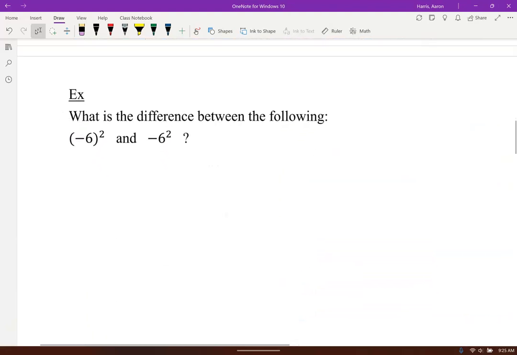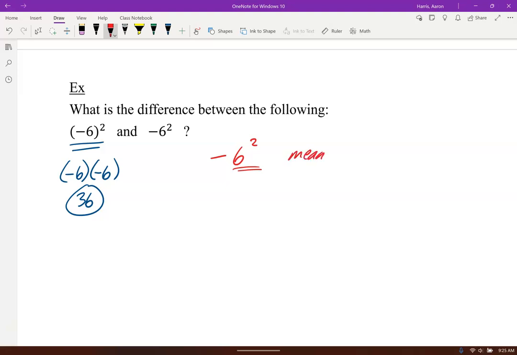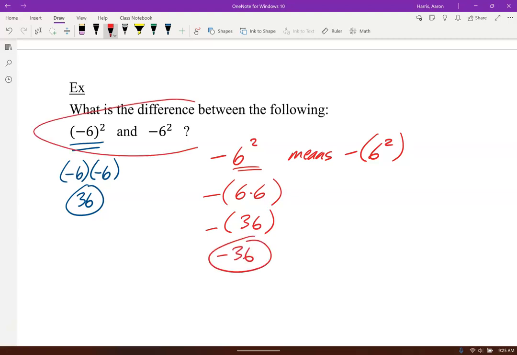All right, so what's the difference between these two right here? One of them is saying I have 2 negative 6s being multiplied, so negative times a negative is positive. This second one, negative 6 squared, is saying do the 6 squared first. I wish they would put the parentheses around it, but they don't. It says do the 6 squared first, and then apply the negative out front. So 6 times 6 is 36. Then you apply the negative out front, so negative 36. You see the difference between those two?